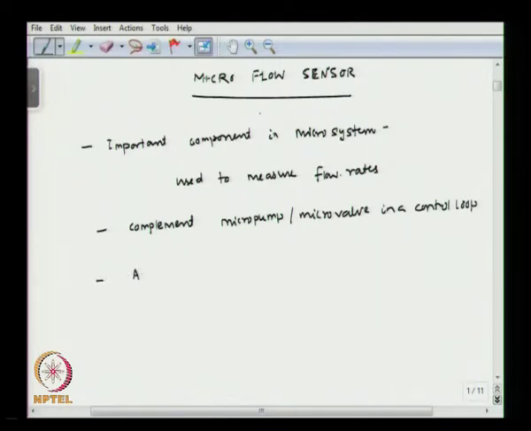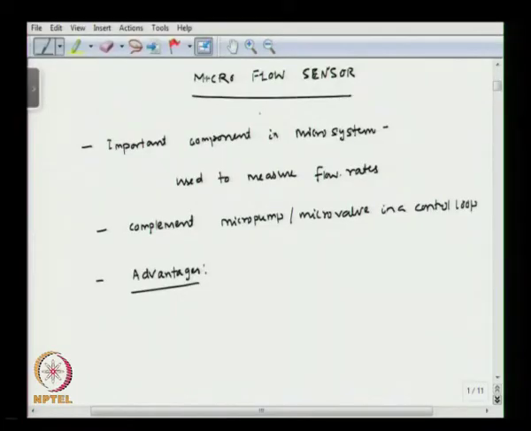Now, what are the advantages of microflow sensors? The advantages are that these microflow sensors are miniaturized in size, so they consume very less power, and the second advantage is that microflow sensors enable measuring flow rates of the order of nanoliter per minute to microliter per minute, which may not be possible otherwise.